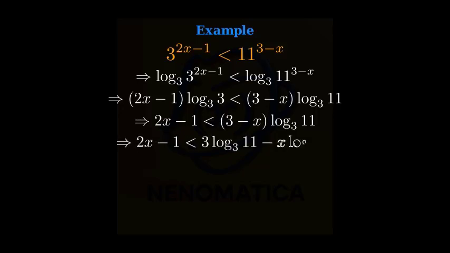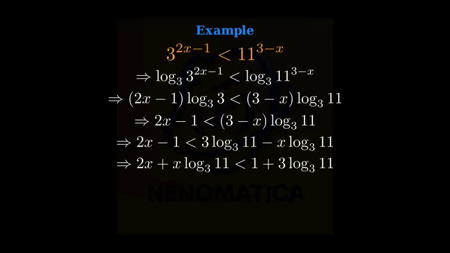Now, let's expand the right side by distributing the log base 3 of 11. This gives us 2x minus 1 is less than 3 times log base 3 of 11 minus x times log base 3 of 11. Our next step is to rearrange the inequality to get all terms with x on the left side.